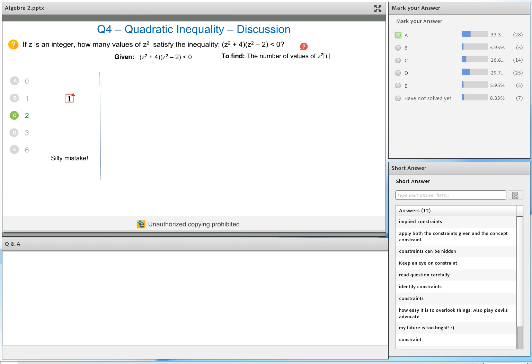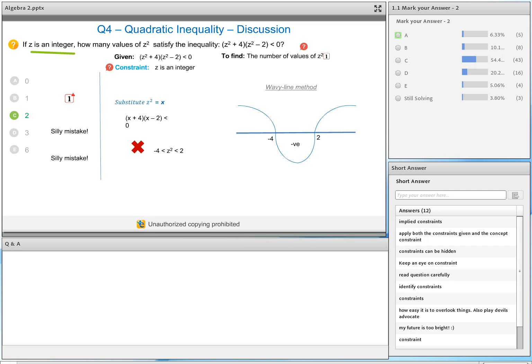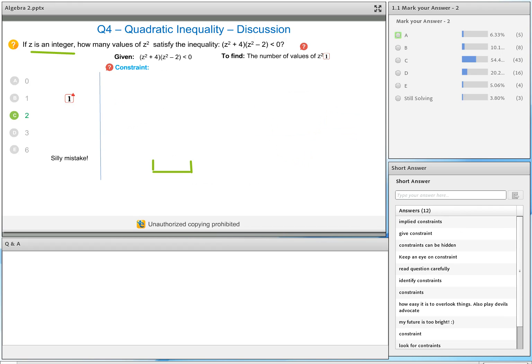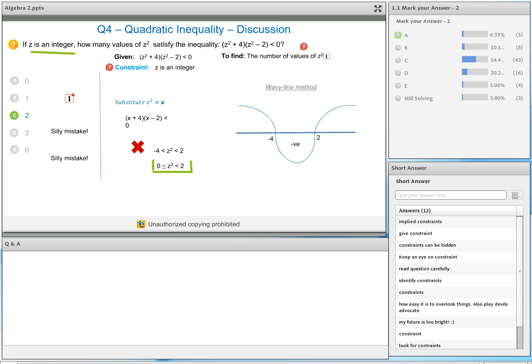Okay, now let's come to the next question, question number 4, in which we change the question slightly. So choice C is the correct answer here too, which about 54% of the class was able to select. Now here what's given to us is if Z is an integer. From the previous question we know the range for Z square. This was the range that we got, right? 0 is less than or equal to Z square is less than 2, right?